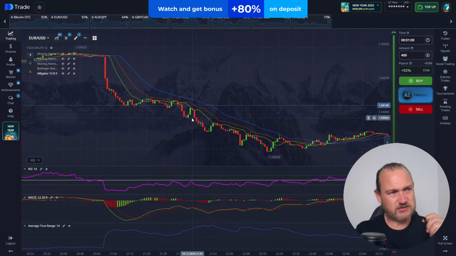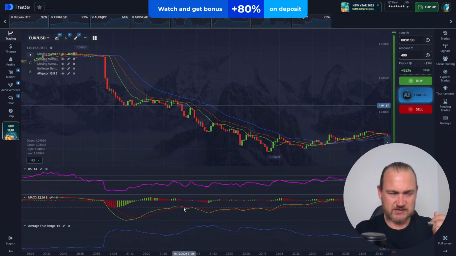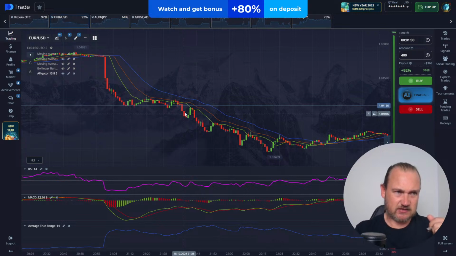So we were bearish. This was a massive drop this morning or last night, but the alligator remained bearish. We were in a downwards move. MACD crossed upwards and then it dropped again below the signal line. So we could have taken a sell here, either on this candle or on this candle.